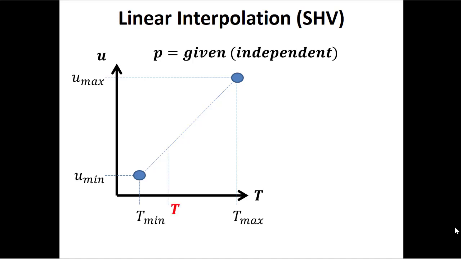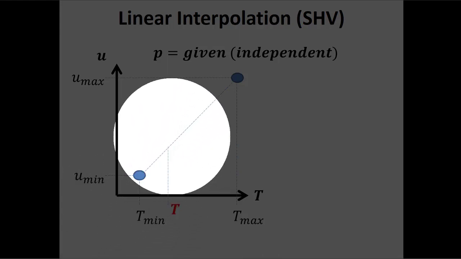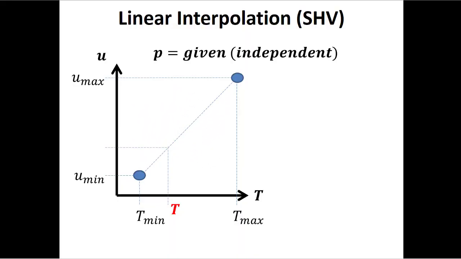So if I'm looking for some temperature in my range, I would draw, graphically, a line up from this temperature that I want until I hit this linear line with the slope given by my points. Then I draw a horizontal line over, and find the specific internal energy associated with that temperature, or at least an estimate of that value.